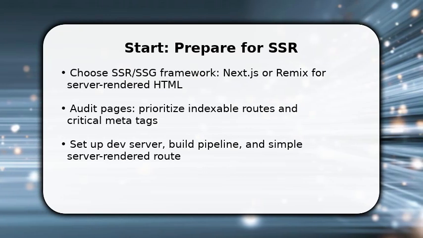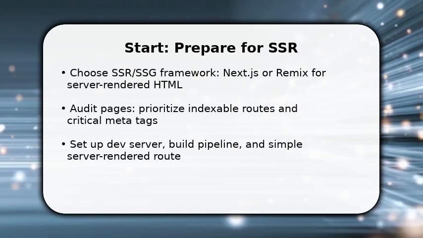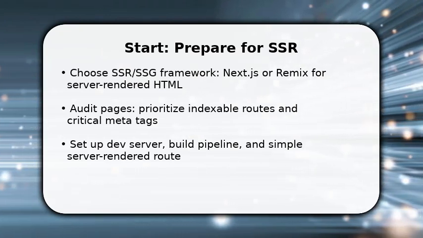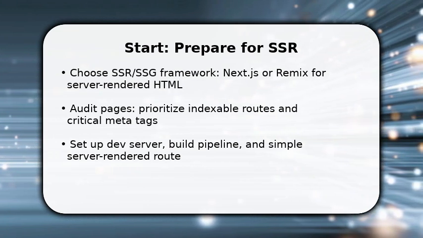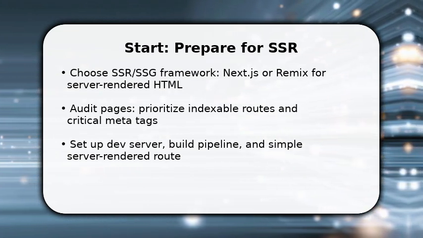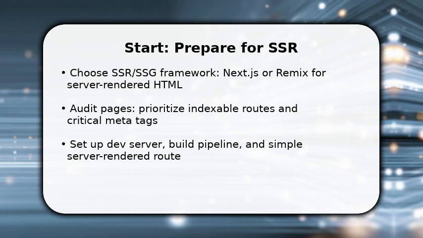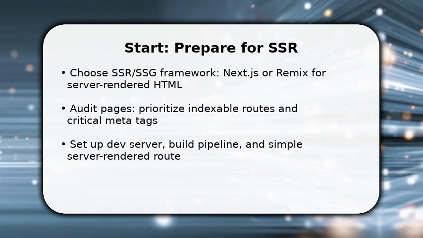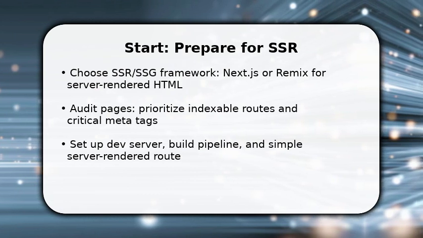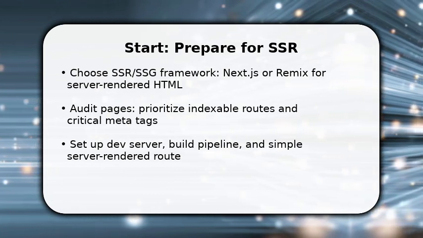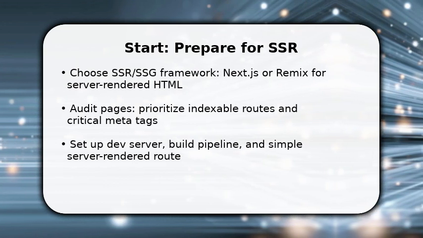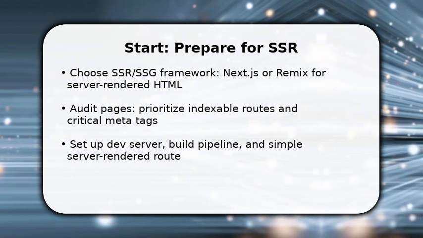You start by making your app deliver HTML that search engines can read. Choose a framework that does server-side rendering or static generation. Next.js is a practical default. Once chosen, convert one critical route to SSR/SSG immediately and verify the HTML contains title, meta description, and canonical tags.